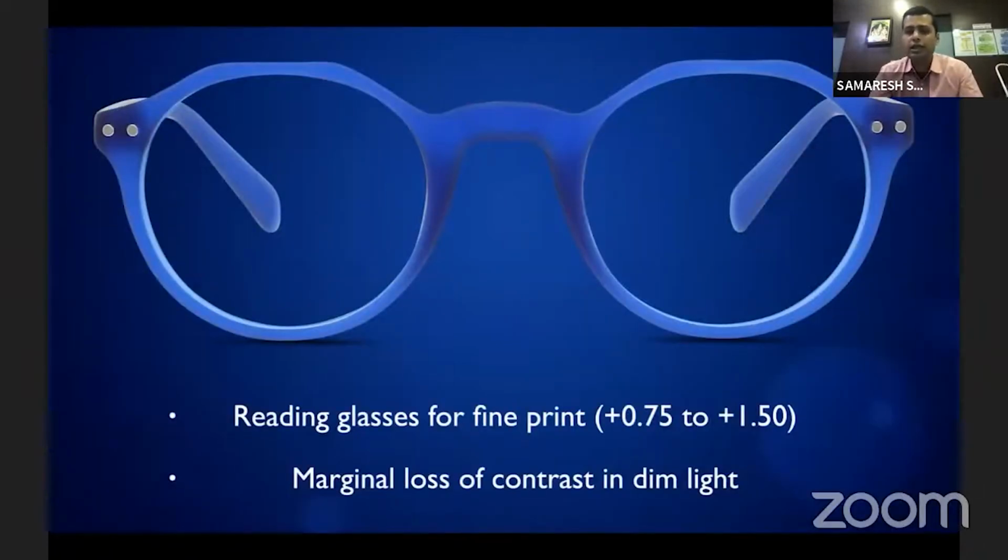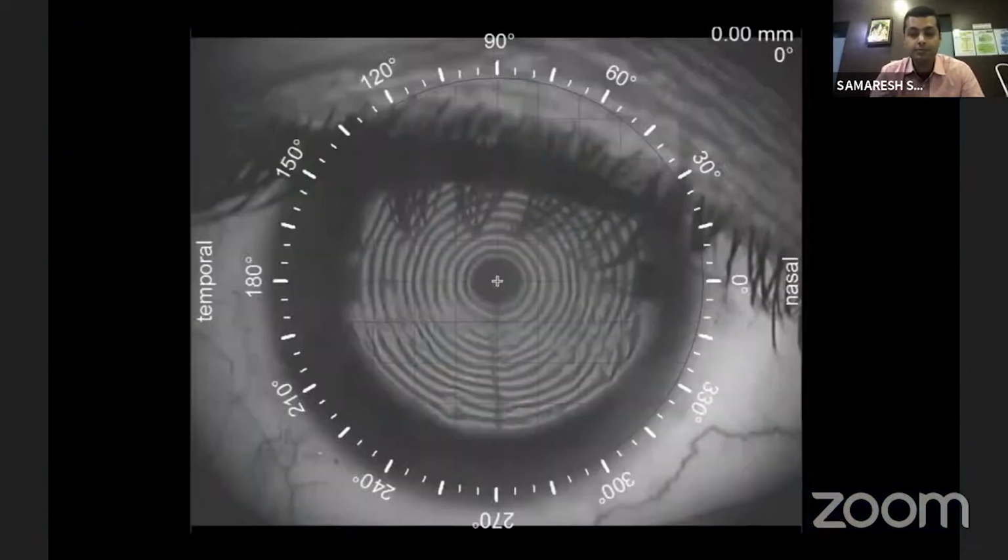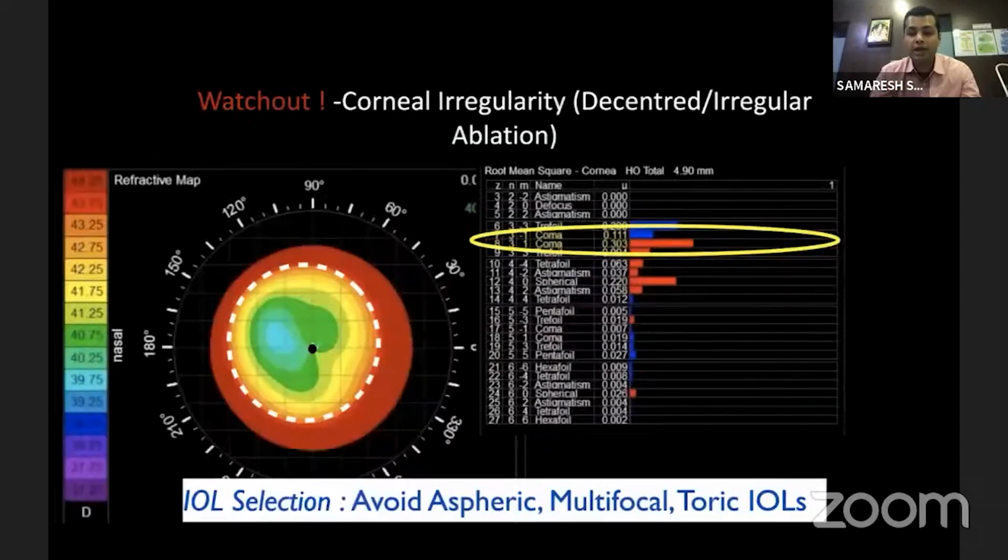The only thing that you need to tell the patients is they will need glasses for fine print of about 0.5 to 1.25, and there may be a marginal loss in contrast because the light is splitting, because there is only so much light to break up. Again, contraindications are irregular corneas, and that I think is a very simple thing to look into. The staff should be able to pick up irregular corneas and not advise such lenses.